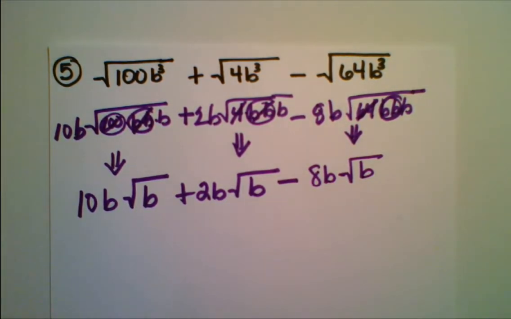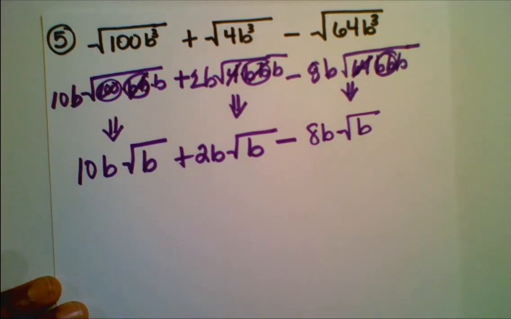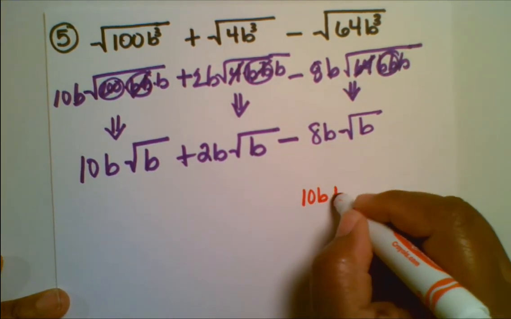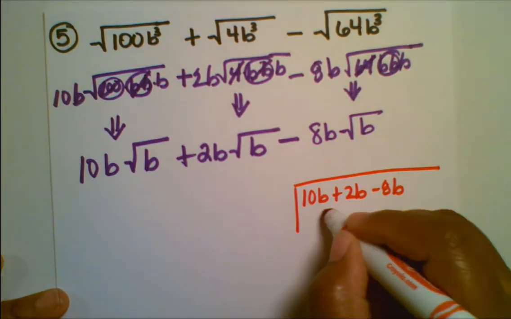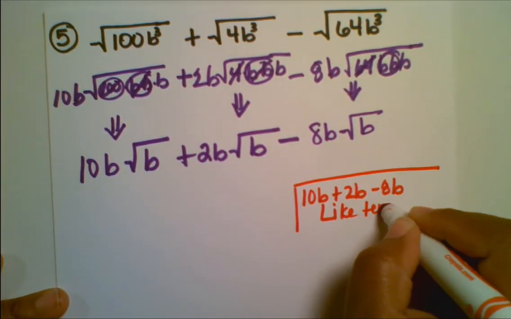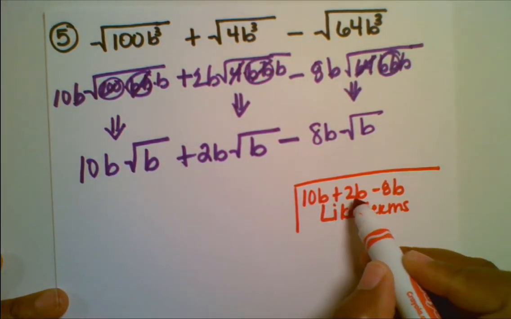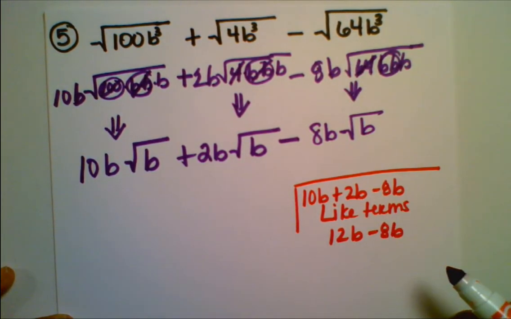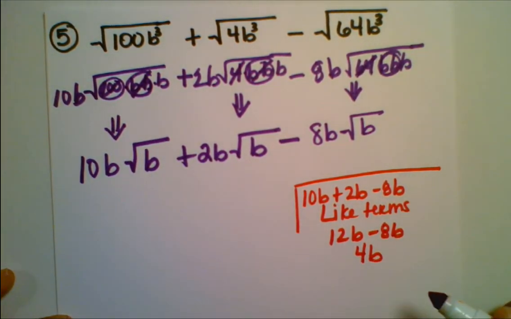Now, all of our radicals are the same. They're like radicals, but let's take out the coefficients. We have here 10b plus 2b minus 8b. These are like terms, just like the previous example, and we know that when we add 10b and 2b, that gives us 12b, minus 8b, and then 12b minus 8b gives us 4b.